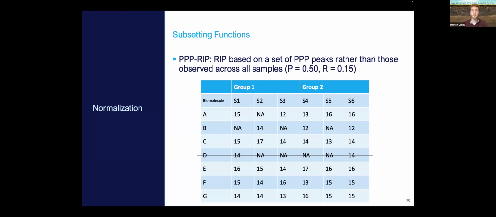And that's where the PPP RIP method comes into place. It's that RIP method that we just discussed, but it's based off of the percentage of peaks present as well, which does allow us to have some missingness. For example, if we retain that threshold of 0.5 for PPP, we still have to remove biomolecule D because there's too much missingness, but now we can also consider A and B. So next slide.